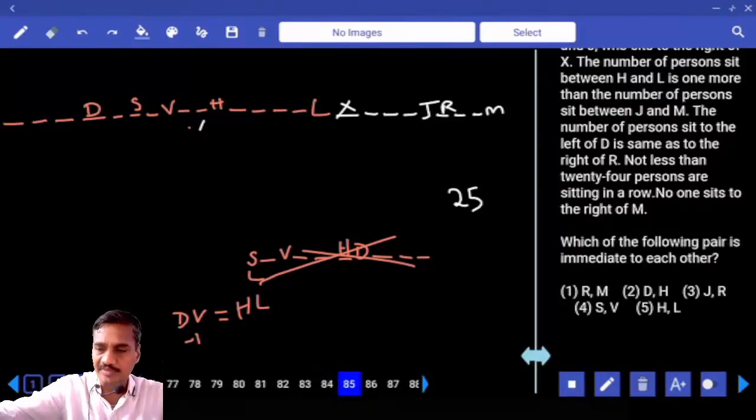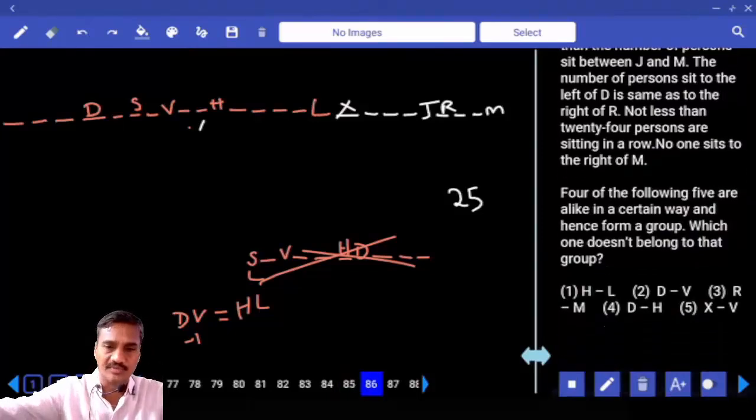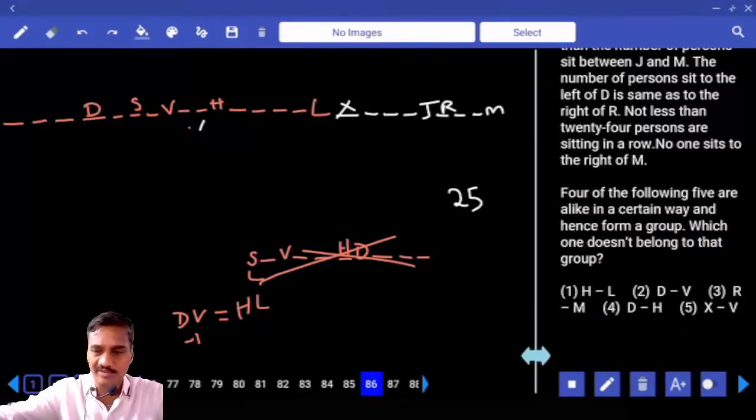And which of the following pairs are immediate to each other? R and M? No. D and H? No. J and R? Yes. Choice 3. Question number 85. And 4 out of the following: H and L, there are 4 in between. D and V, there are only 3. R and M, there are only 2 people. Now D and H, the number of persons in between is not constant.